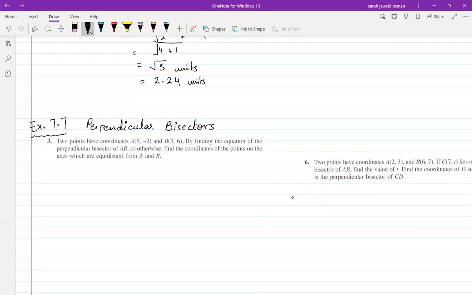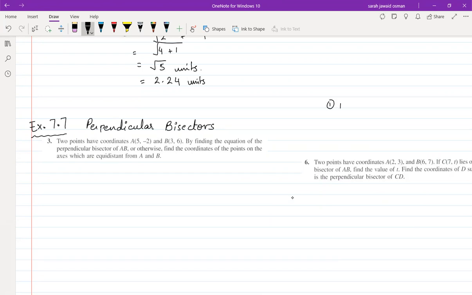By finding the equation of the perpendicular bisector of AB or otherwise, find the coordinates of the points on the axis which are equidistant from A and B. Before doing the next part, let's quickly first find how to find the perpendicular bisector. There are a few steps that you need to remember. To find the equation of the perpendicular bisector, you need to follow these steps.